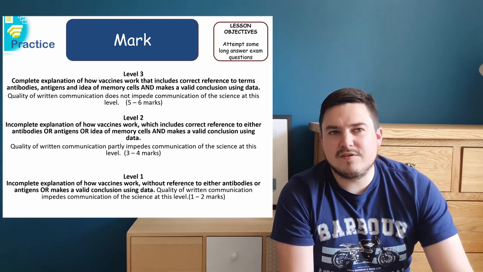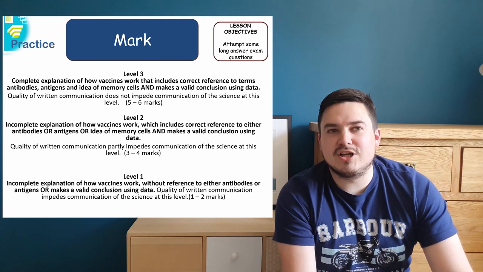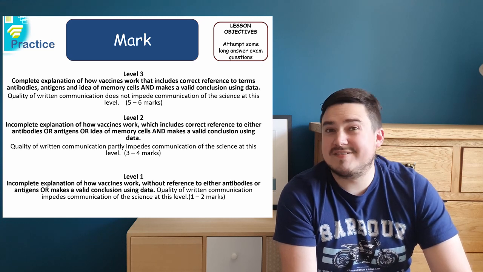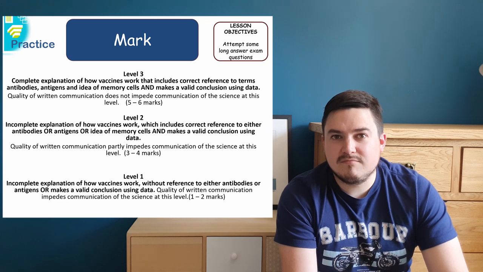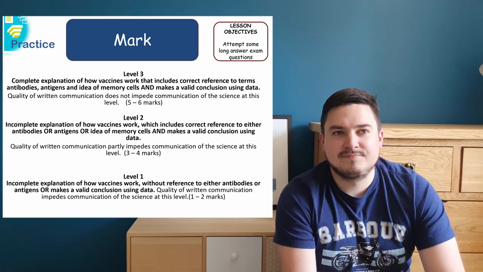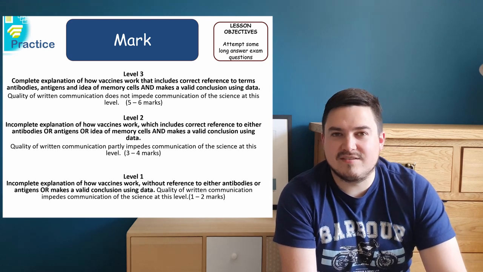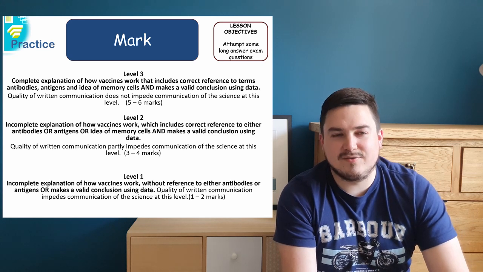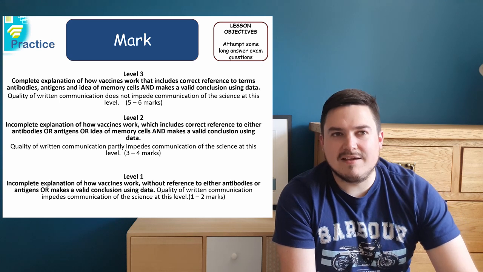For level 2, the 3 or 4 marks, you'd be getting an incomplete explanation of how vaccines work, which includes correct reference to either antibodies or antigens. So you should have said either of those 2 keywords for level 2. If you've mentioned one of them, you're looking at level 2 already. Or the idea of memory cells, remembering you can fight off that. And you should make a valid conclusion using the data for level 2. So if you've not done both things, you are still level 1. You're not getting level 2 at all.